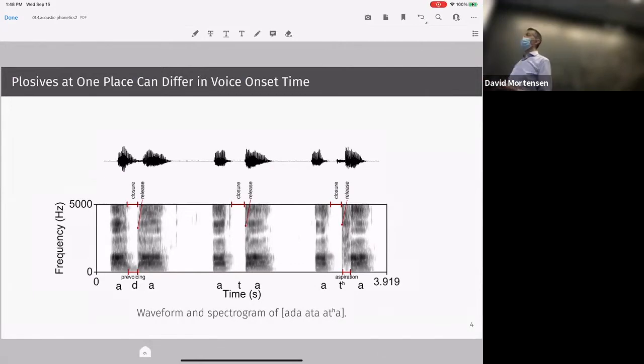You might think, oh, three kinds of differences at the same place of articulation. So this would be the difference between the T in top, the T in stop, and the D in dop, if that's a word. So there are three different things.